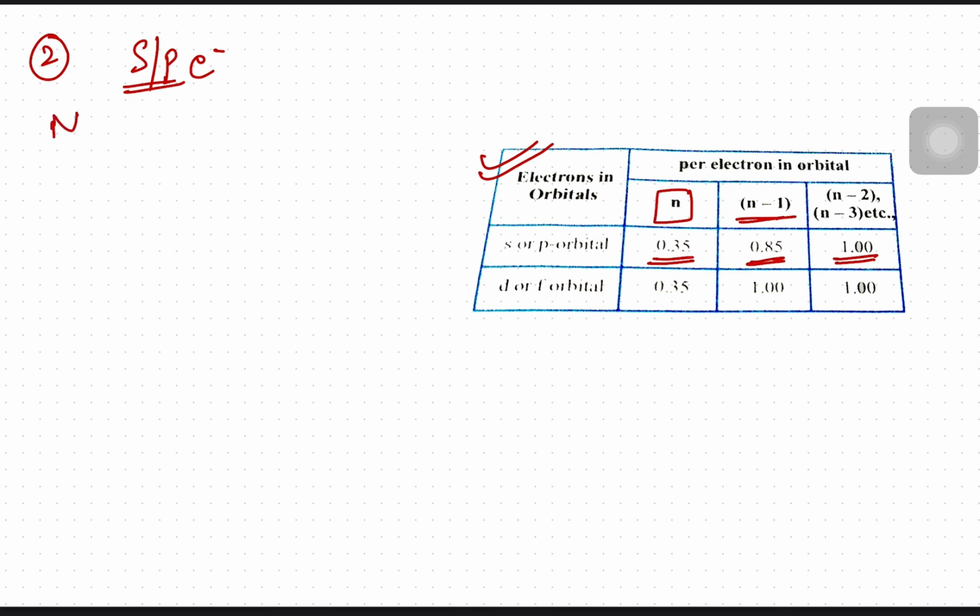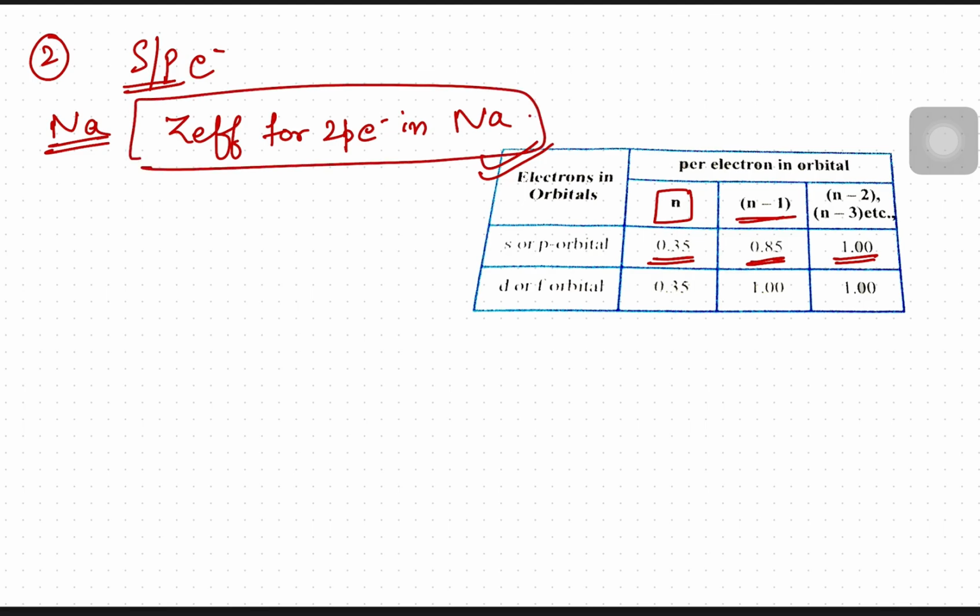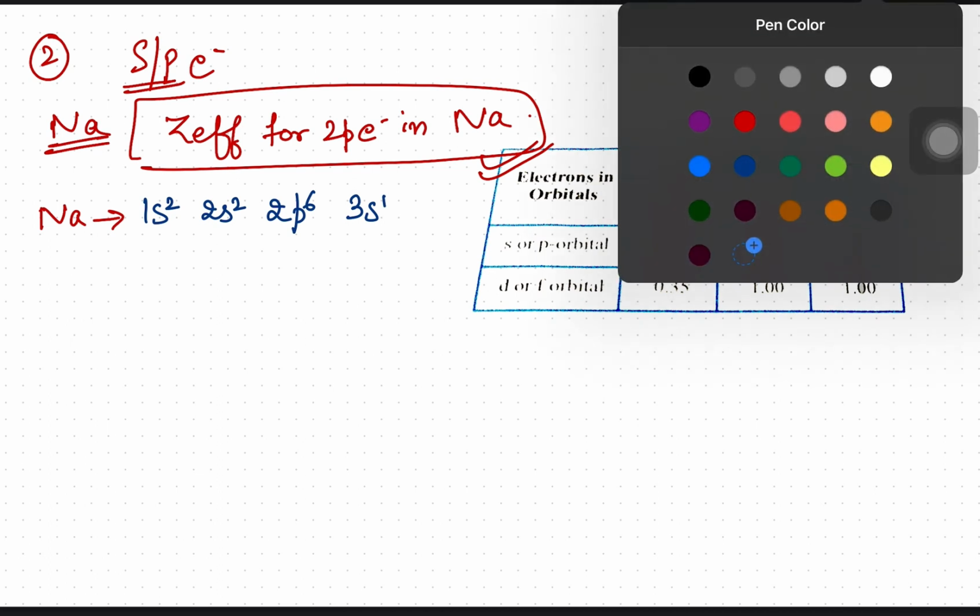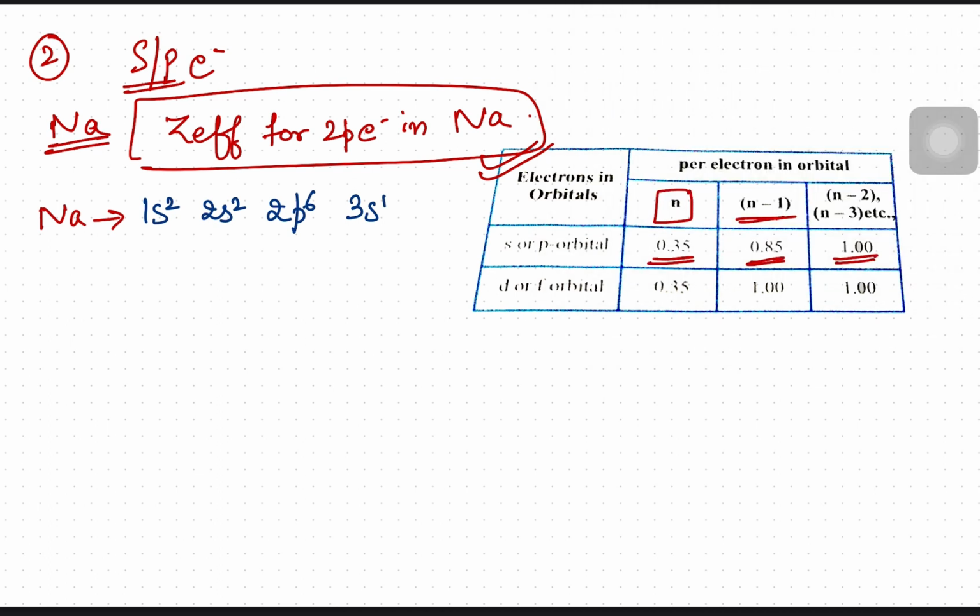Let's take the same example of sodium. The question will be: calculate the Z effective for the 2p electron in sodium. We'll go step by step. Firstly, you have to write the electronic configuration of sodium: 1s2, 2s2, 2p6, 3s1. Clear? Then the second step is to group the electronic configuration according to the value of n. See, this one is one group, then this one, then this one. I hope that is clear.